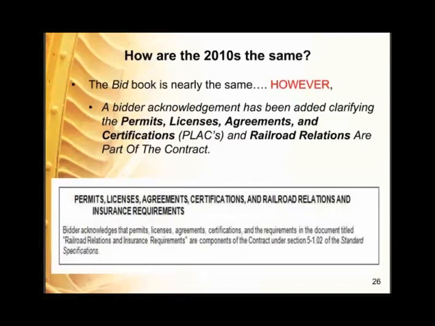How are the 2010s the same? The bid book is nearly the same. However, a bidder acknowledgement has been added clarifying permits, licenses, agreements, and certifications, otherwise known as PLACs, and railroad relations. They are all part of a contract.